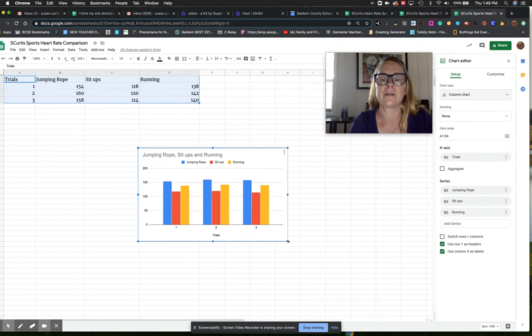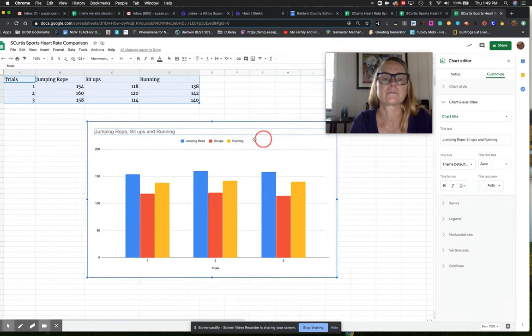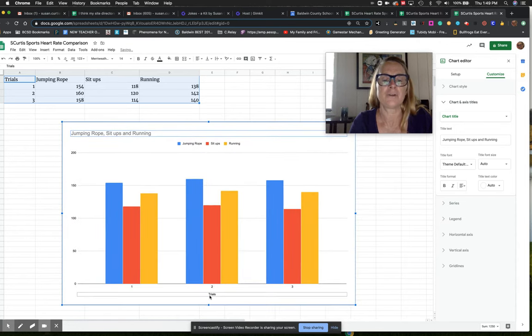Look at what it's already done. I'm going to enlarge this so you can see it. It's already put down here trials, the first trial, the second trial, the third trial. It's given me a key. Jumping rope is blue, sit-ups are red. Running is yellow, all that really nice.